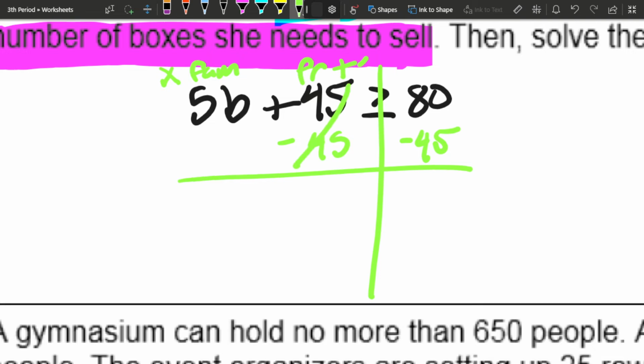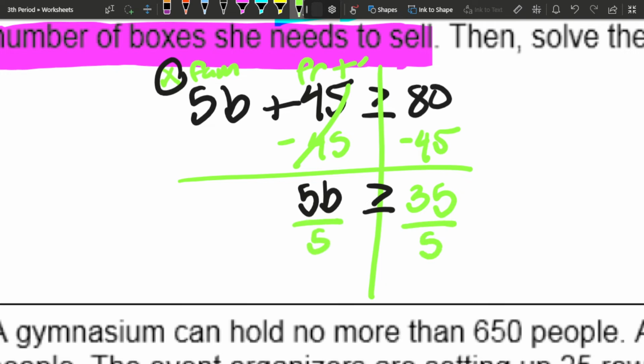This cancels out because that's your zero pair. 45 minus 45 is just 0. And on the right side, you get 35. Bring the inequality sign down. And then bring the 5b down because we haven't done anything with family. Now let's get rid of family. What is the family doing? Multiplying. And the opposite of multiply is? So we're going to divide by 5. And what I do to one side, I do to the other.